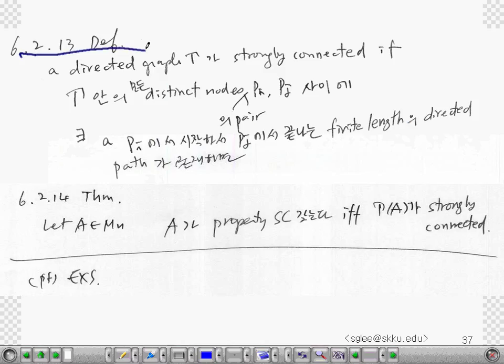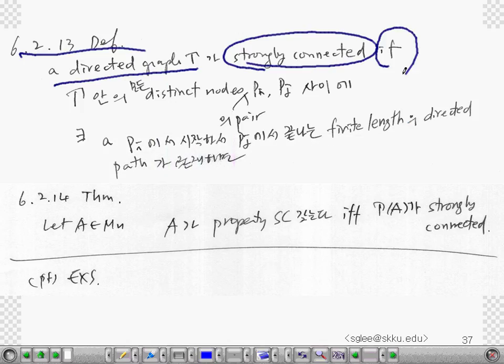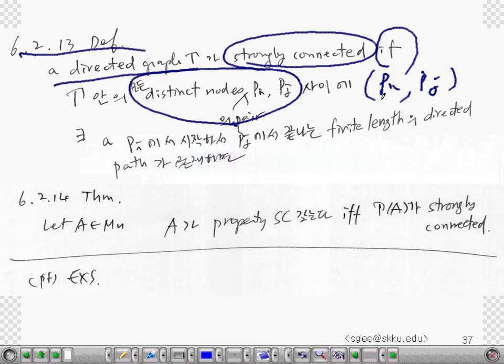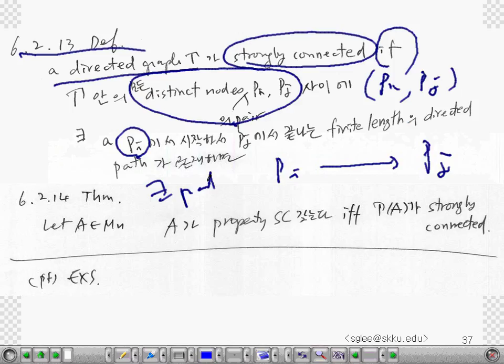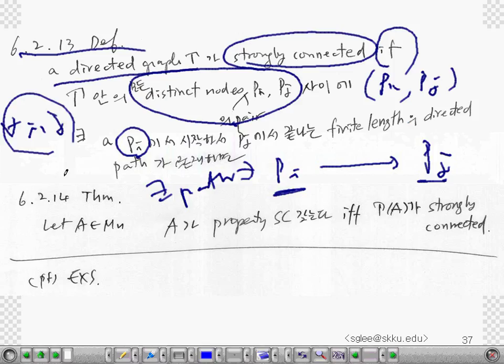The next definition. The directed graph is called strongly connected if for every pair of distinct nodes Pi, Pj, there exists a path that starts from Pi and ends at Pj, for arbitrary i and j. Suppose there is a path from Pi to Pj, then we call it strongly connected. It's connected, but strongly. So wherever I start and wherever I go, there is a path to go. Then we call it strongly connected.